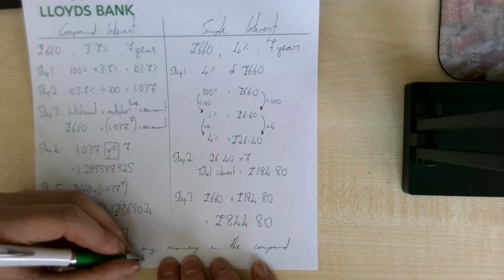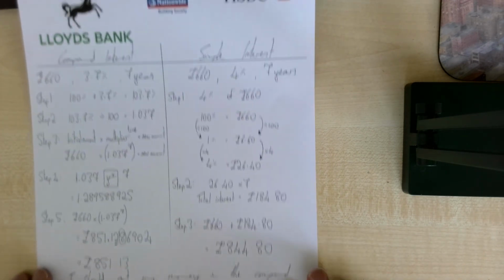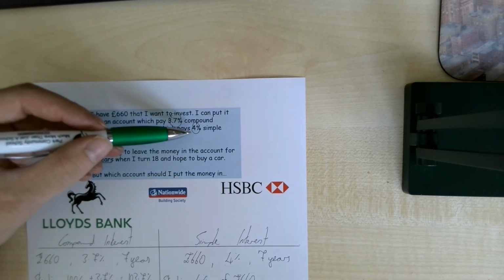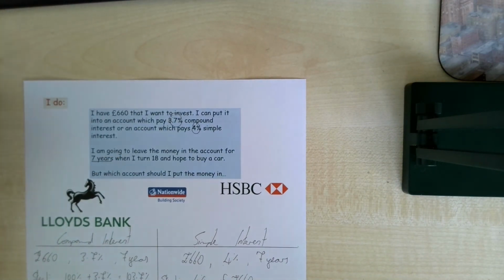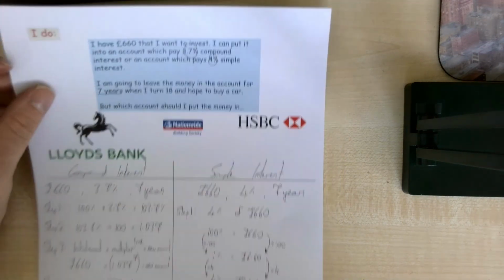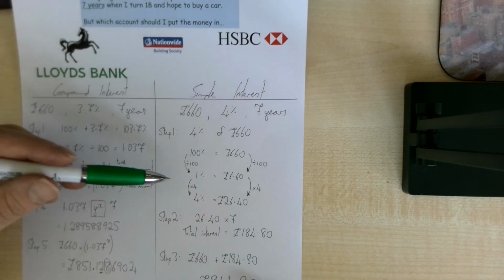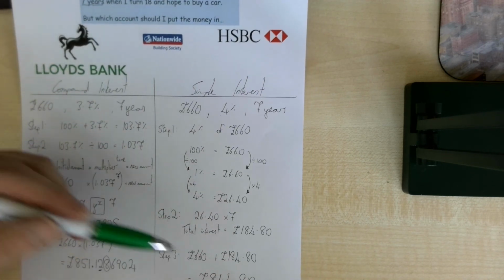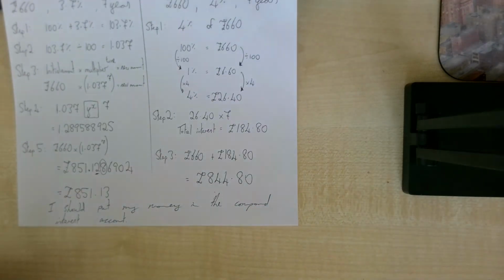Again, looking at it originally, it would have been easy to think, well, this is 4%, it's more than the 3.7%, so I'll put it in the simple interest account. But again, with the compound interest, what you need to remember is you're getting interest on the interest you already get. It's changing, it's increasing with every passing year, whereas with the simple interest, you're gaining the same amount every year. And there you have it, the difference between simple and compound interest.